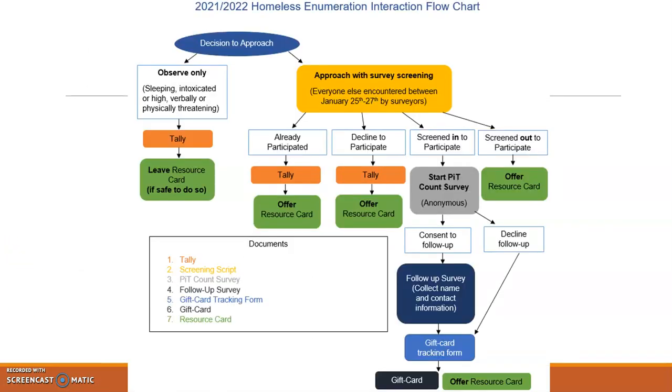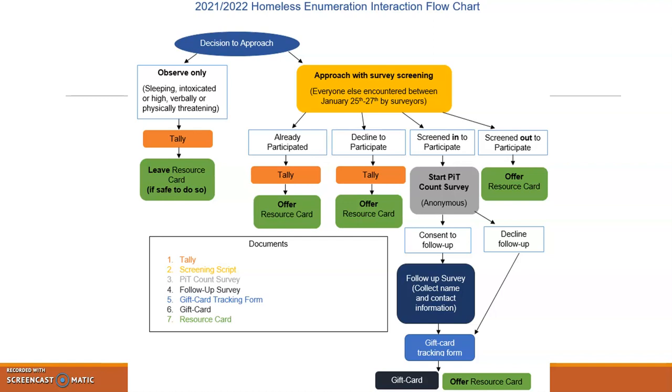Generally, the process will start with the decision to approach, and during the enumeration, we want to approach everyone, although there may be times where you do not approach someone, such as if they're sleeping, verbally or physically threatening, or you do not feel safe. Next is introducing yourself and completing the screening questions. If a participant screens in, you will continue to the anonymous PIT questionnaire.